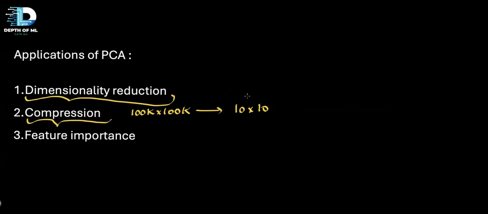I can operate on them very fast. The classification algorithms that I'm going to use on these will be much faster compared to if my image was a 100K cross 100K image, right? So it helps us in compression also. The third very important thing is feature importance. What is feature importance? Okay. So let me define feature importance first.